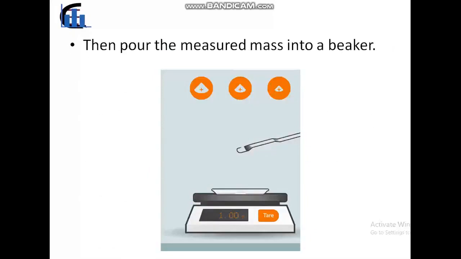When you reach the desired mass, you pour the measured substance into a beaker. For your project, the positive signs you see here help you to add the substance into the pan. The bigger the positive sign, the higher the quantity you are adding. So take notes.